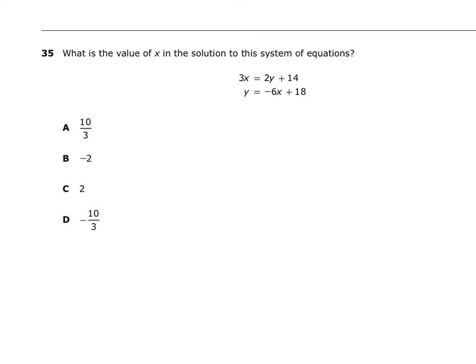On number 35, what is the x in the solution to this system of equations? I think the best way for you to do this is really to just plug in your numbers. Now, we could look at this and say it's probably going to be one of the fractions just because, but let's go ahead and plug in the 2 to start with. It's the easiest one to plug in. We're plugging this in for x.